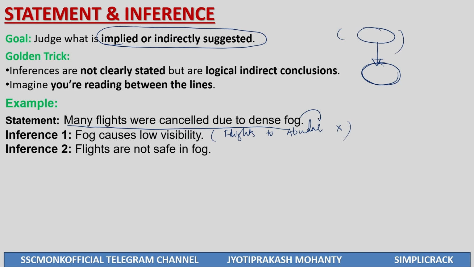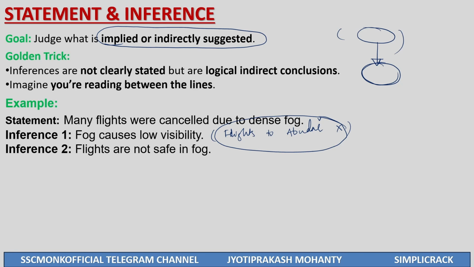It is directly saying that flights are cancelled due to dense fog. That means it should not be directly associated with the statement. It should be indirect. Then we can take it as an inference. It is always indirect. It should not be direct. So now in this question, it is saying many flights are cancelled due to dense fog.